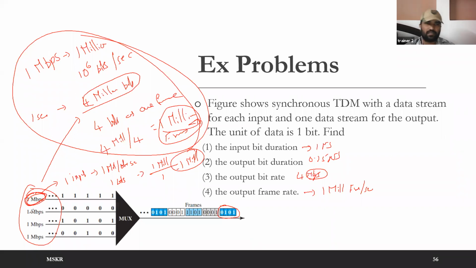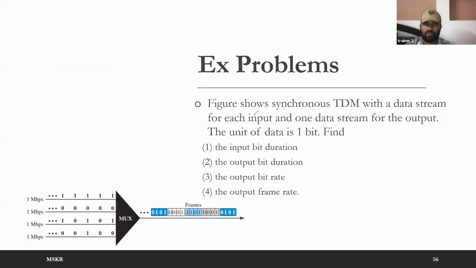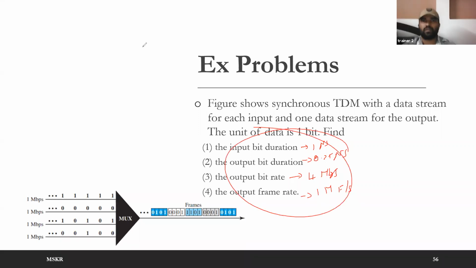Okay, so this is the third answer. The first answer is 1 microsecond. The second answer is 0.25 microseconds. The third answer is 4 Mbps. The fourth answer is 1 million frames per second. So this is the answer for this particular question. So remember this. These are the example problems.